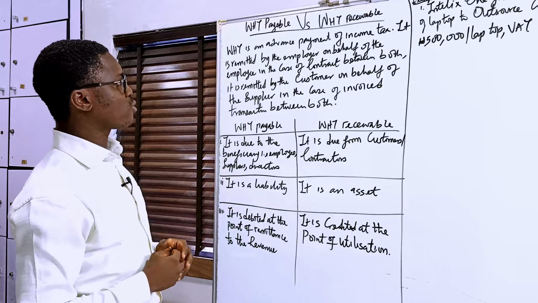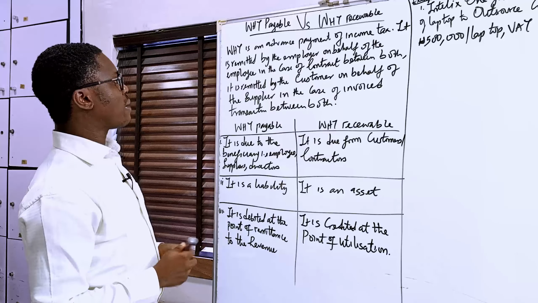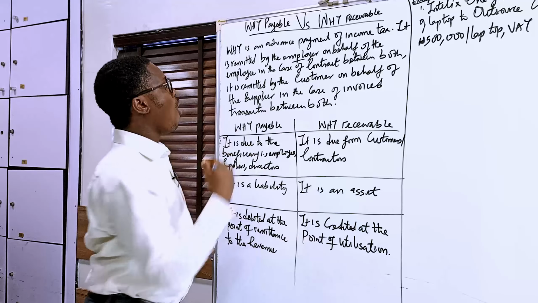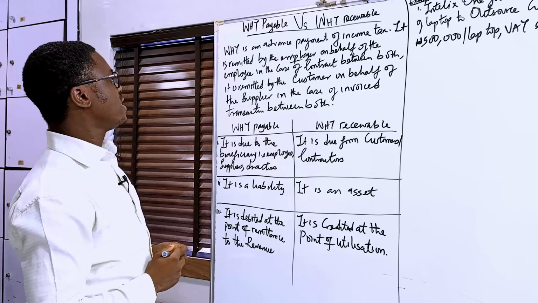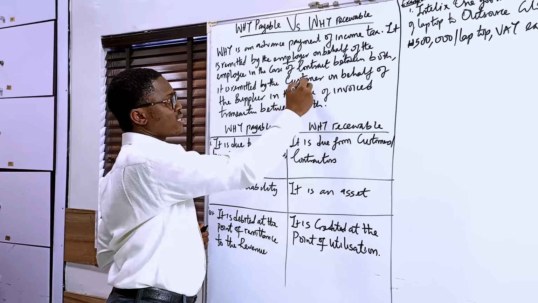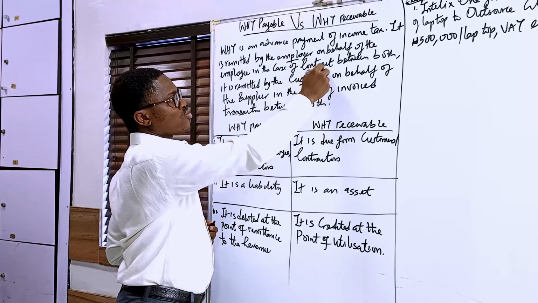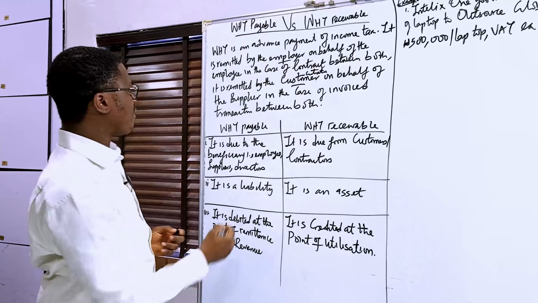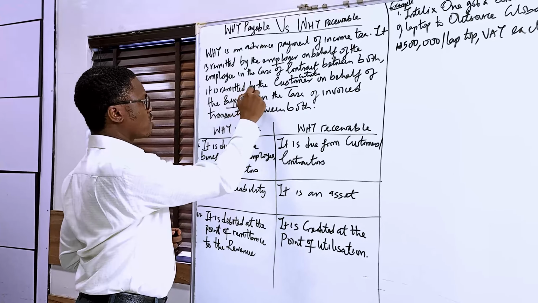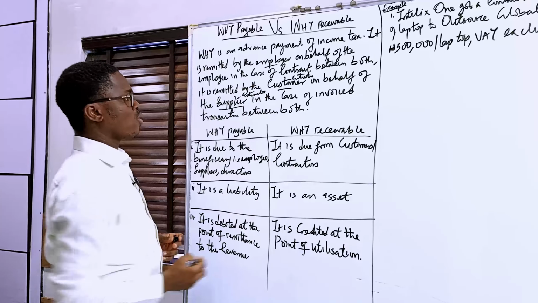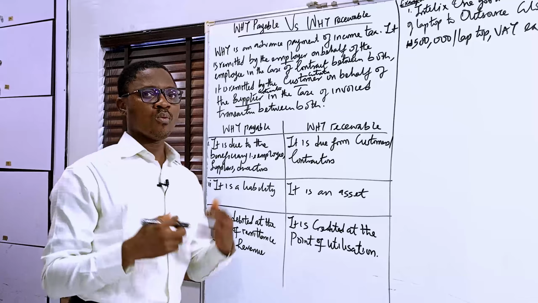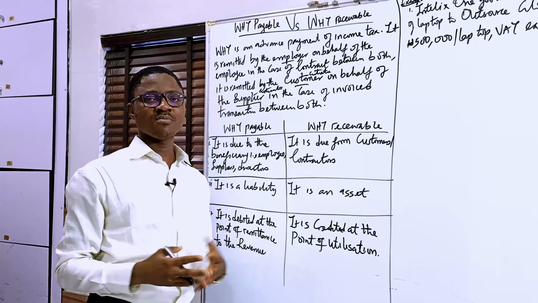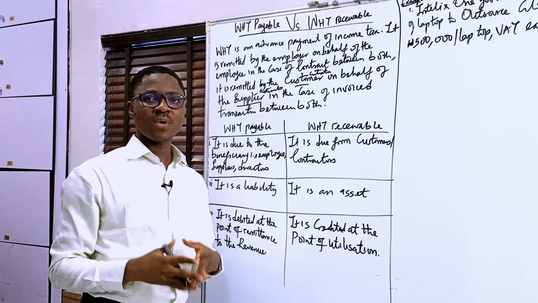So let me just read through what I have here. Withholding tax is an advancement of income tax. It is remitted by the employer, just as I said, on behalf of the employee in the case of a contract between both. It is remitted by the customer, in this case the contractee, on behalf of the supplier or contractor, in the case of an invoice transaction between both. Now, we go to the differences between withholding tax payable and receivable.